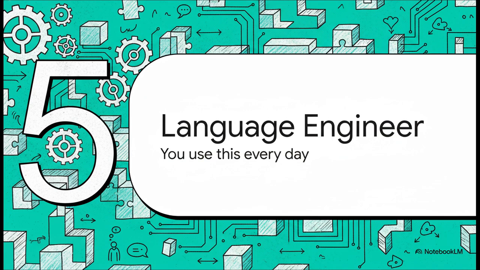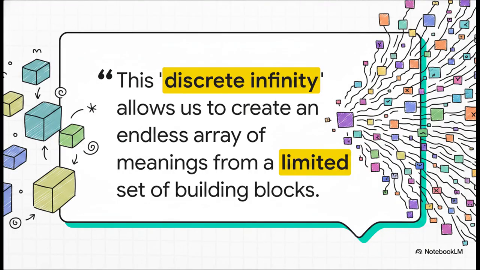So let's bring it all together and discover your inner language engineer and see how you use all these building blocks every single day without even thinking about it. This quote really nails it. We have a limited, finite set of building blocks, these morphemes, but we can use them to create a literally endless array of meanings. This incredible concept is called discrete infinity, and it is the engine that powers human language.